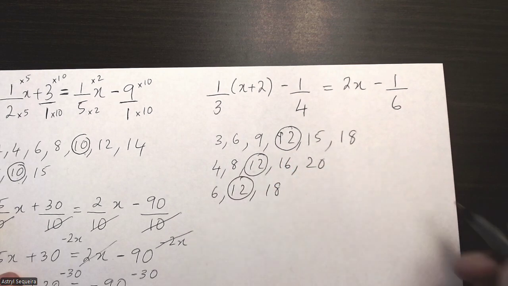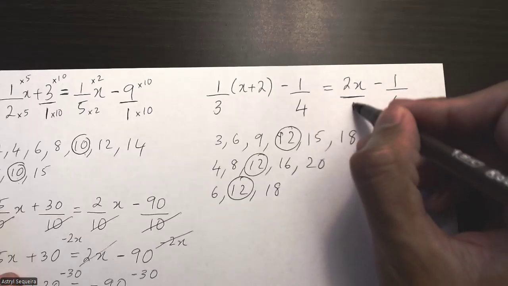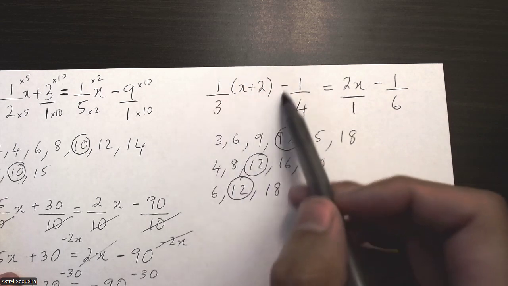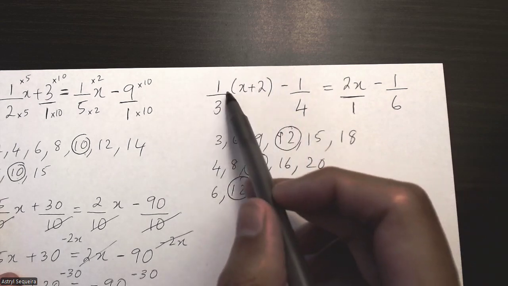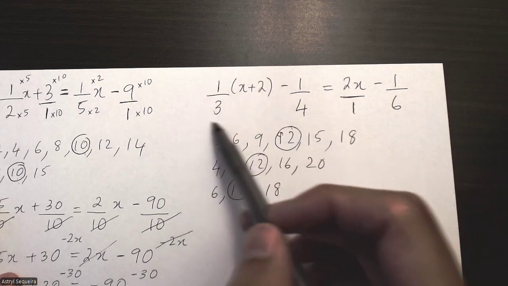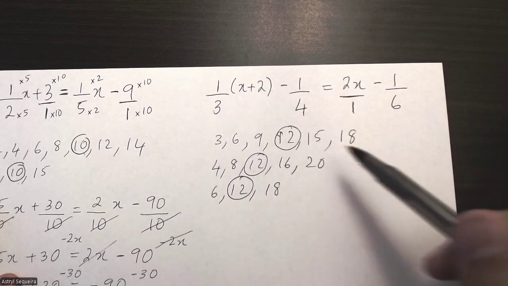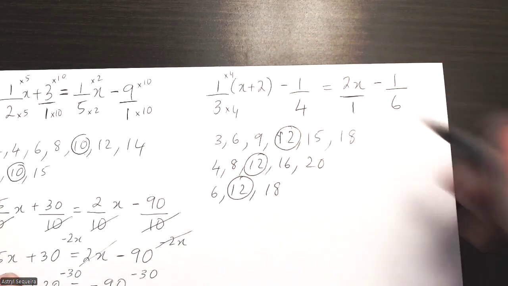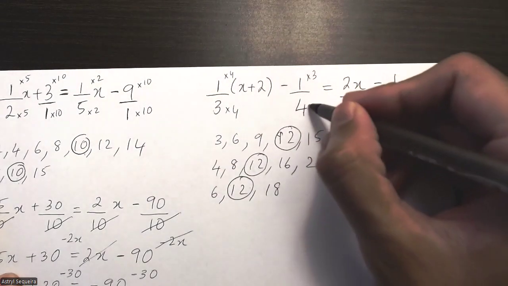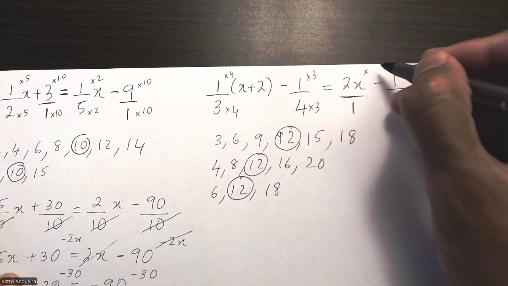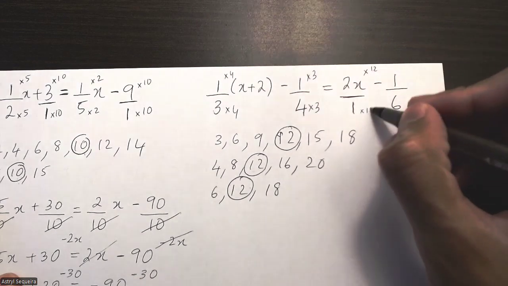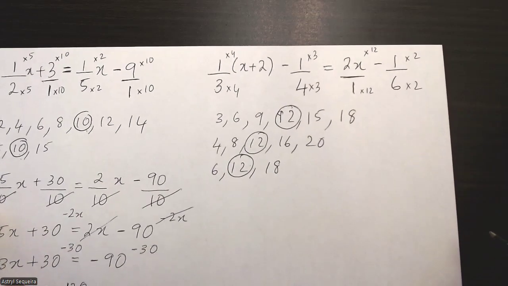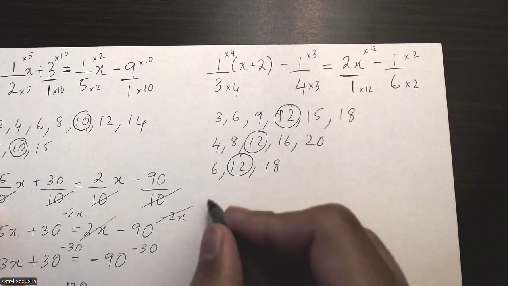So my common denominator is 12. This 2x just has a 1 on the bottom here. This over here is all one term, by the way, because the bracket makes this multiplication, which makes this a single term. So I need to turn everything into 12. Over here, I'm going to multiply the top and bottom by 4. Over here, it's going to be by 3. Over here, it's going to be by 12. And over here, it's just by 2. So now I'll rewrite my equation.